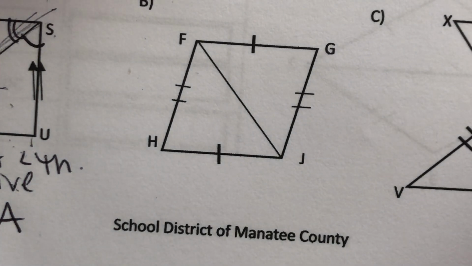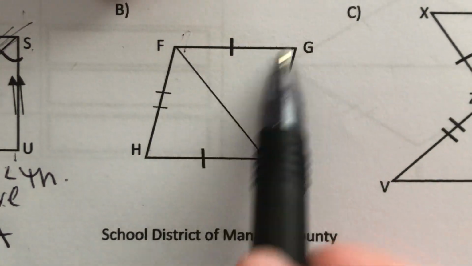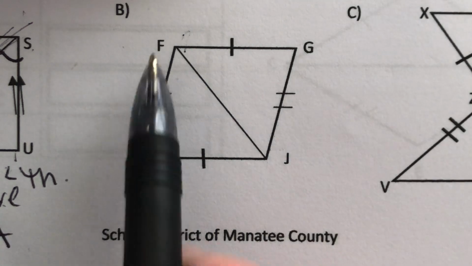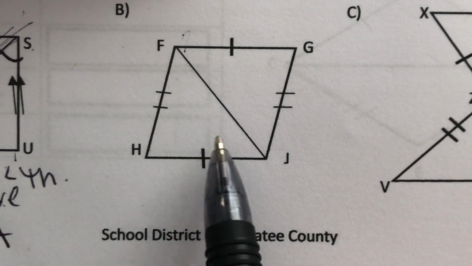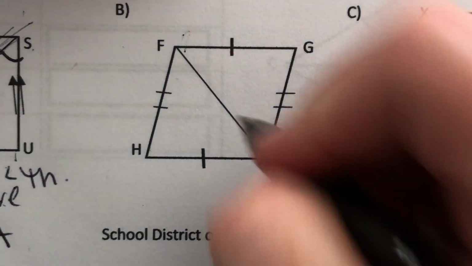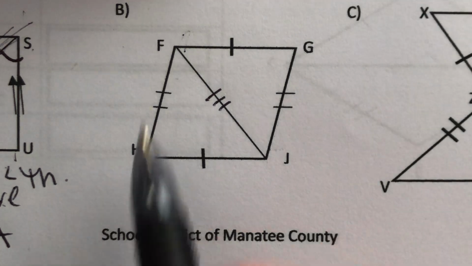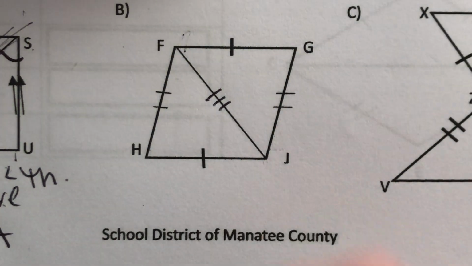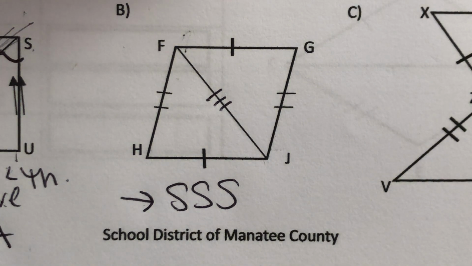Okay, part B. These two sides are congruent. These sides are congruent, right? And the last thing we know is that this line FJ is congruent to itself whether we use it in this triangle or this one. So we can mark it 1, 2, 3. All three sides of this triangle are congruent to all three sides of this triangle. So we know the triangles are congruent because of the side, side, side theorem.